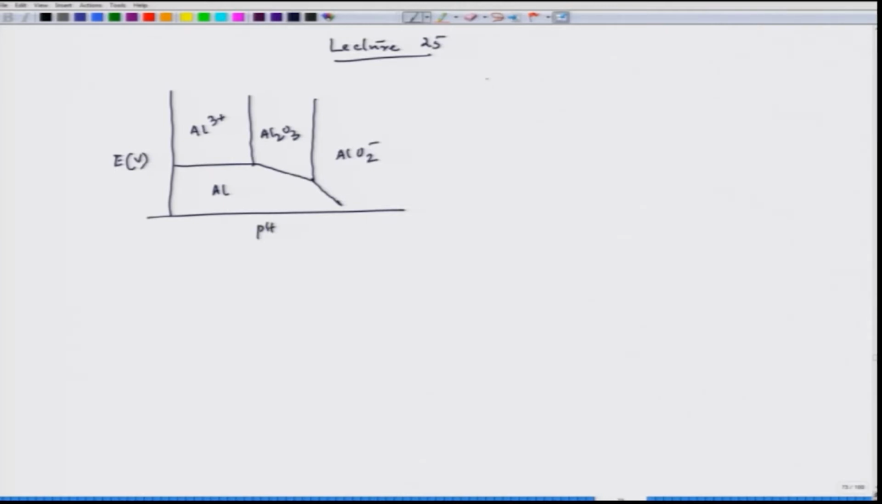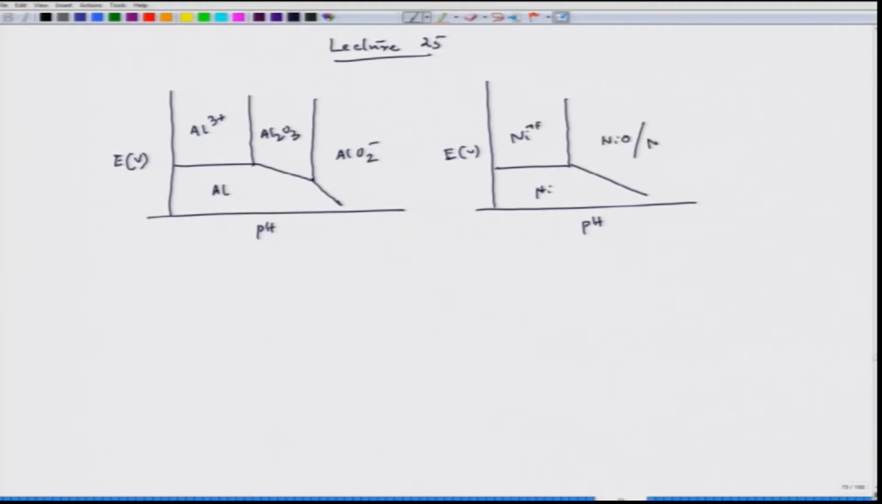Now, if we recall a Pourbaix diagram for nickel, the diagram was like this. This is pH, E volt. This is also schematic, where this region was nickel, this is nickel plus plus, and here either nickel oxide or Ni(OH)2. At that time we indicated this region to be the immune zone, this region was passive and this region was corrosion.